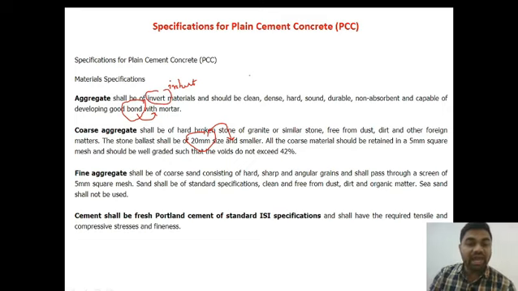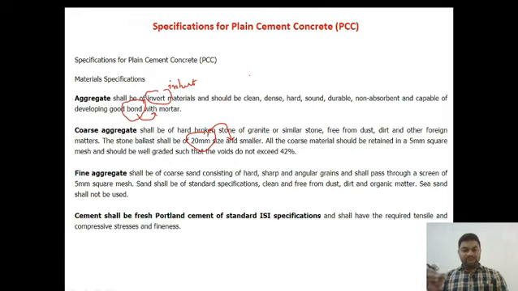Fine aggregates. The fine aggregate shall be of coarse sand consisting of hard, sharp and angular grains and shall pass through a screen of 5 mm square mesh. Sand shall be of standard specification, clean and free from dust, dirt and organic matter. Sea sand shall not be used. Why? Because sea sand contains various minerals and salts, and the chloride content will be more. That chloride content is very harmful for our concrete or cement.